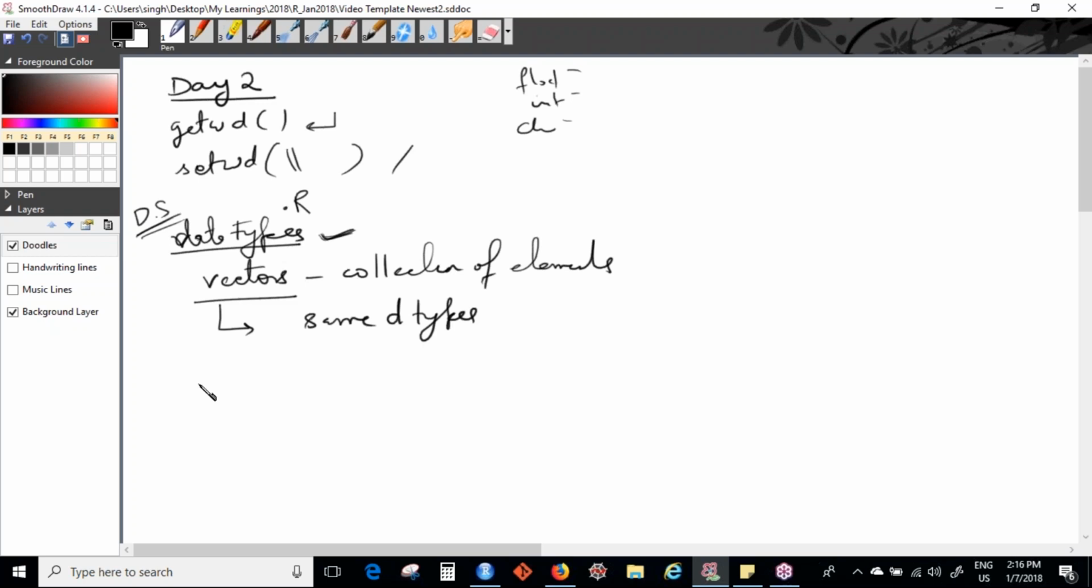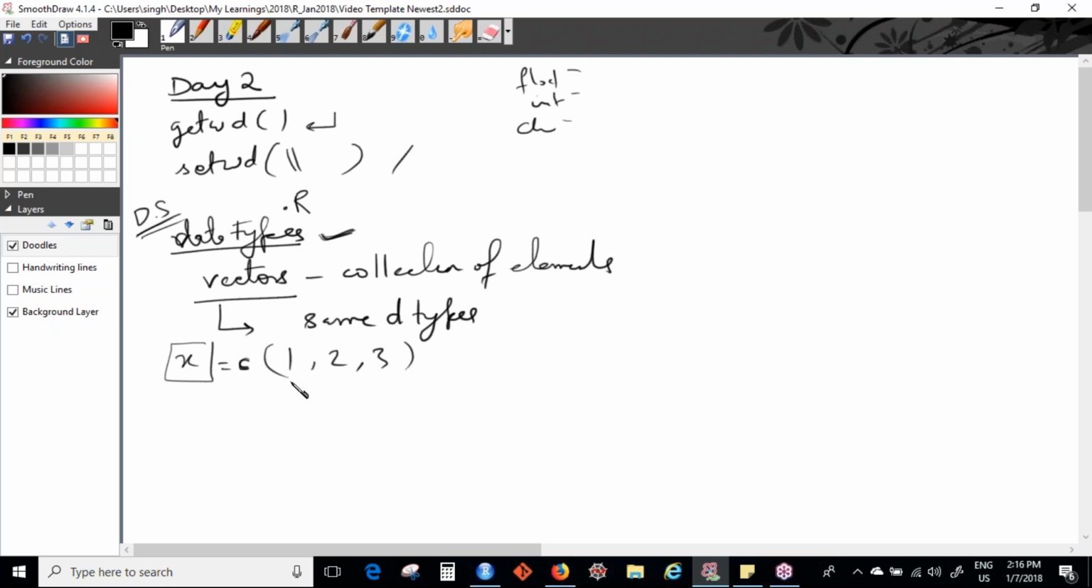Now what did we see? How do we define vectors? We define vectors using the c function, the small c function, and the first bracket. Whatever you write within this, separated by commas, are all the elements that will be in the vector. So let's say you define x is equal to c(1, 2, 3). That means x is a vector in R which has three elements, 1, 2 and 3. These are values of the elements.